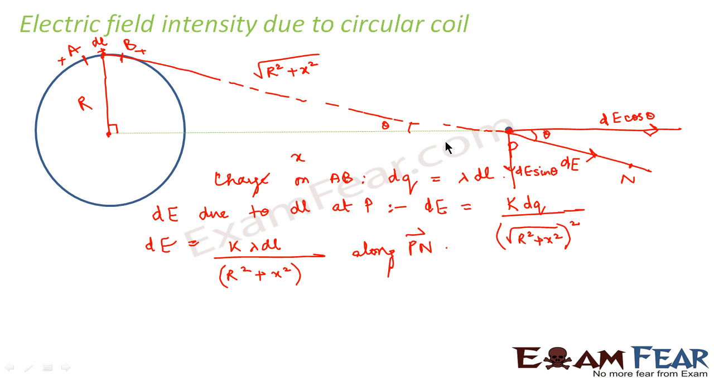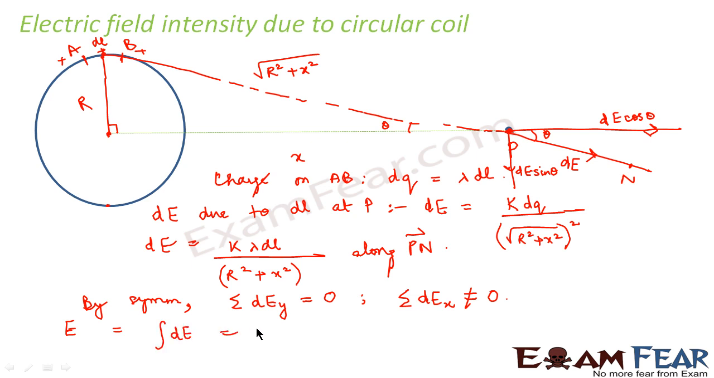Now here also by symmetry, any element opposite to this on the circumference will have dE sin theta in the opposite direction and dE cos theta along the same direction. So by symmetry, the summation of dE y will be equal to 0. But the summation of dE x, that is along the x-axis, will not be equal to 0. So the contribution to the electric field will come from the x components. So E will be equal to the integration of dE, and dE can be resolved into dE cos theta. So that will be the integral of dE cos theta.